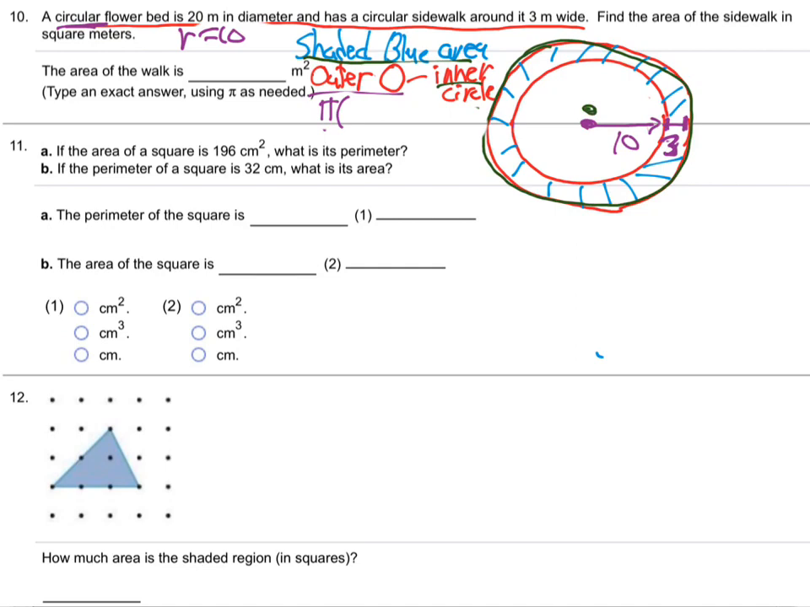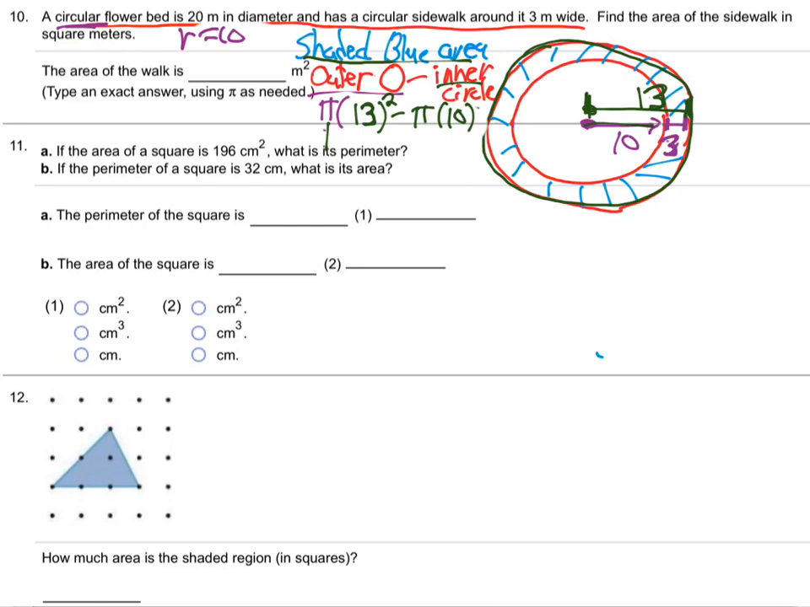From the middle to the edge of the outer circle, that must be 13. 10 and 3. From the middle to the outer edge must be 13. So pi times 13 squared. Inner circle, it's just 10. From the middle to the edge of the inner circle is just 10.